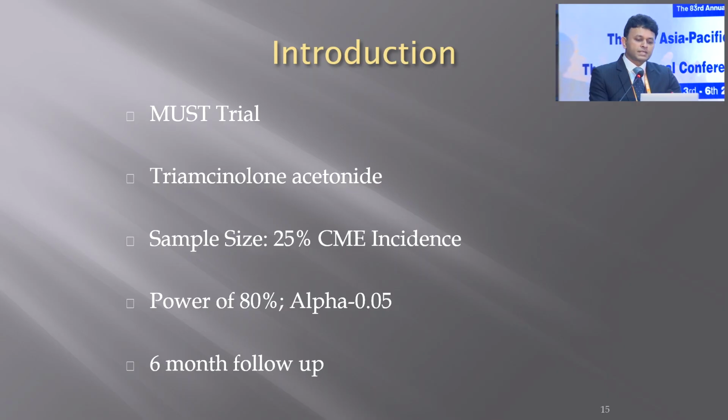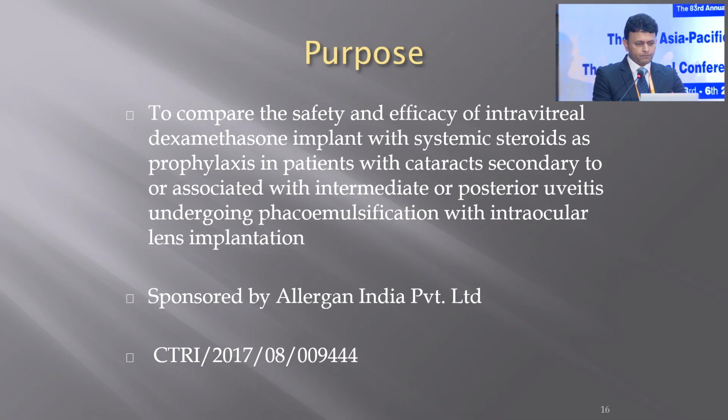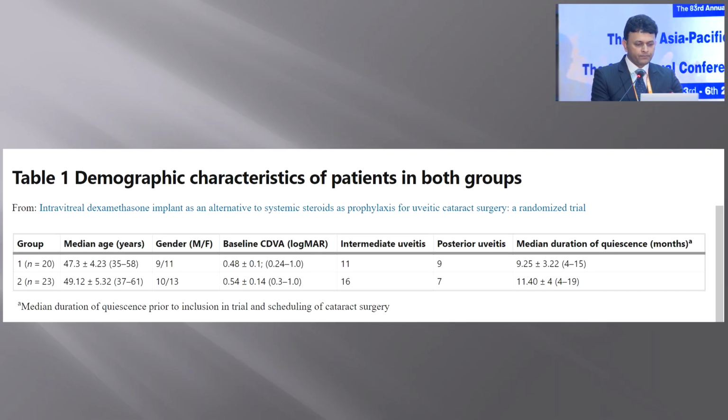The sample size was calculated with an approximate prevalence of 25% and a power of 80%. That was our recruitment criteria, with a 6-month follow-up. The purpose was to compare the safety and efficacy of intravitreal dexamethasone implant with systemic steroids as prophylaxis in patients with cataracts secondary to or associated with intermediate or posterior uveitis undergoing phacoemulsification with intraocular lens implantation. The trial was sponsored by Allergan India, now of course AbbVie India.